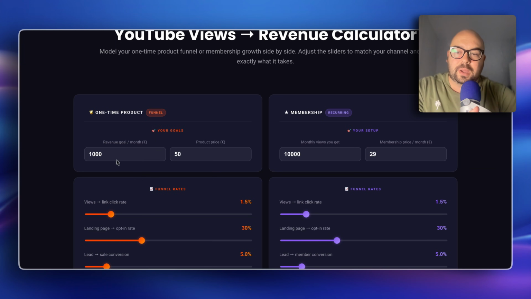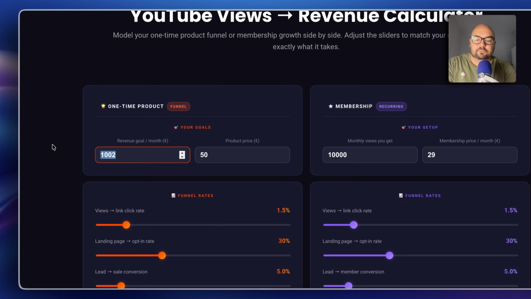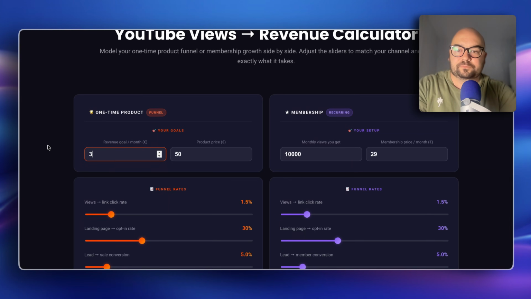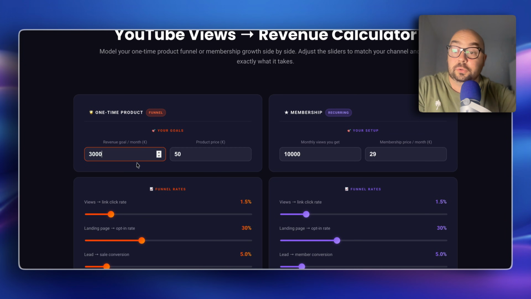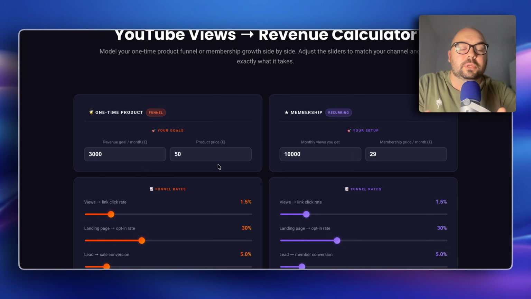Let's say your revenue goal is that you want to add not a full-time income, but let's say something like $3,000 every month, or euros every month. I have euros in here, but you can have dollars. It doesn't matter. The numbers still work. And now you have to think of a product price that you want to have.